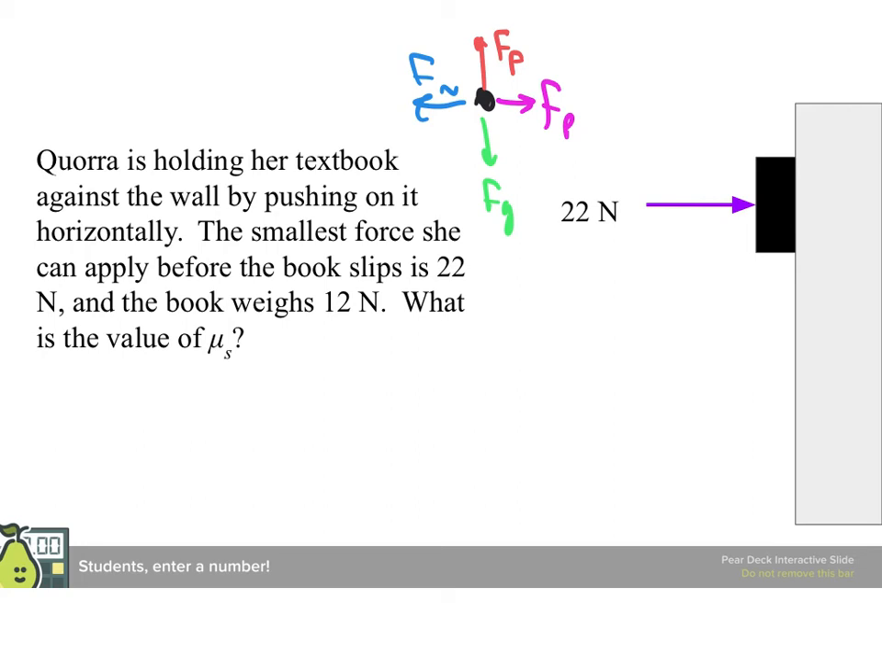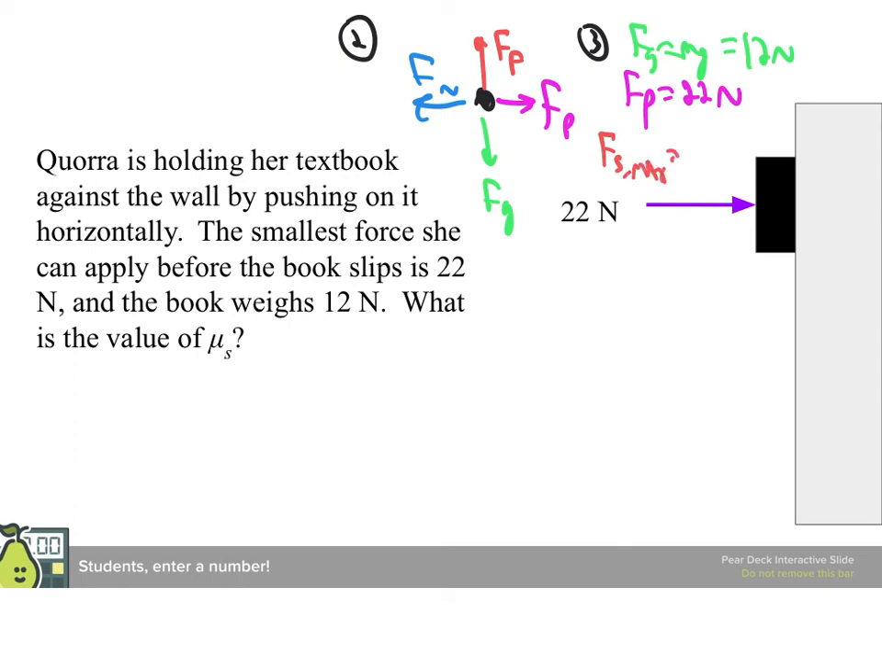So we end up with, if we do our little process, that's step 2 in our process. Step 3 are constitutive equations. Well, we know Fg equals mg. Don't know if that's going to be useful or not. We know that that is 12 newtons. We know that Fp was given as 22 newtons. And then we have our new equation here, which is Fs max is mu Fn.